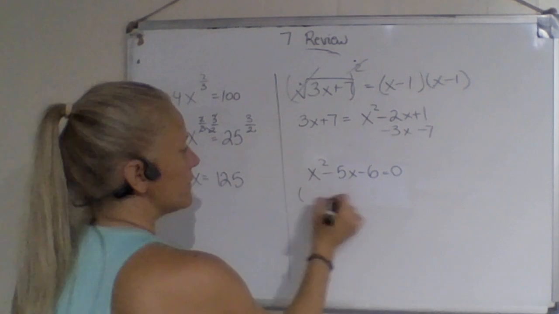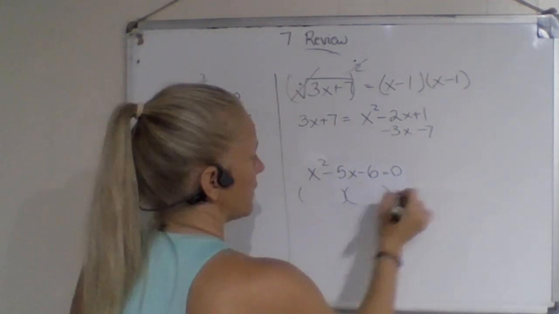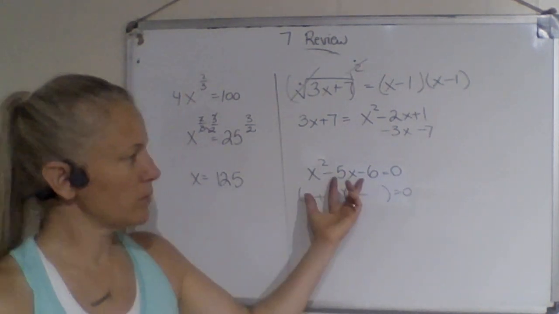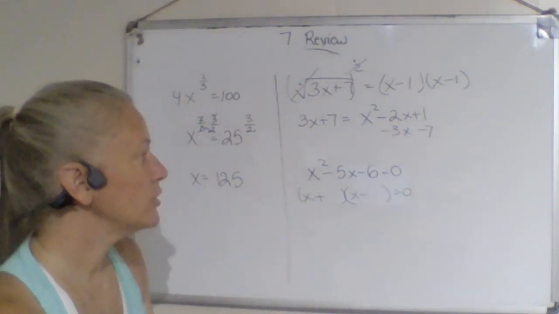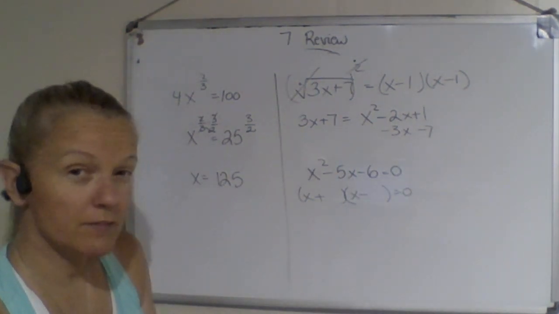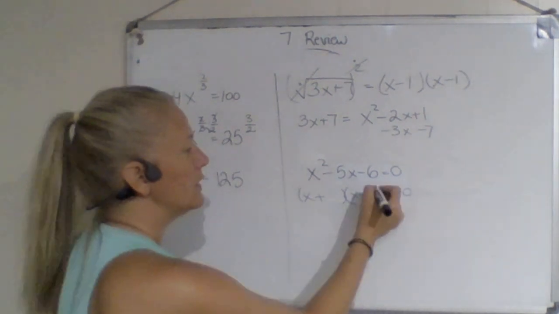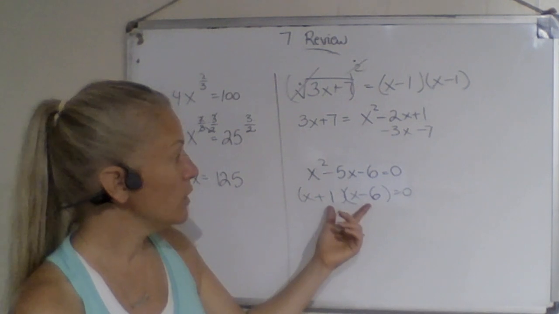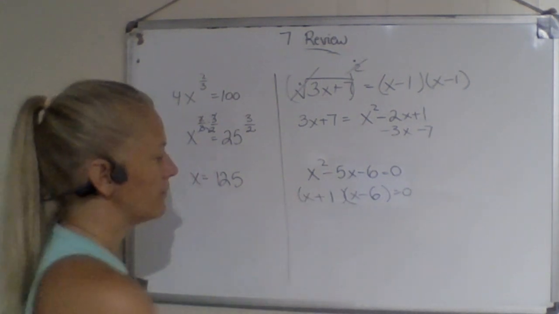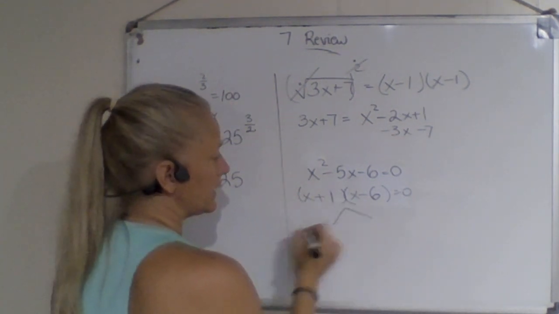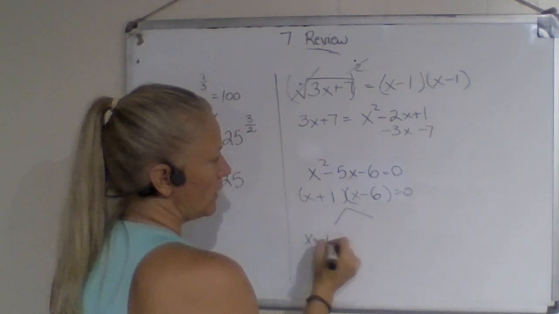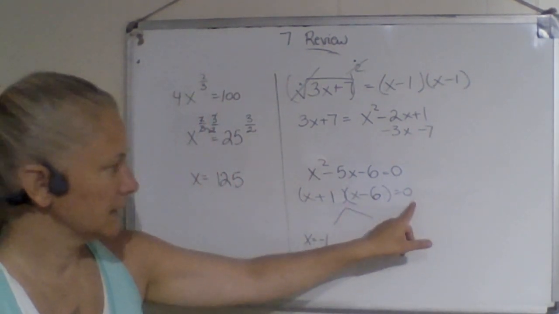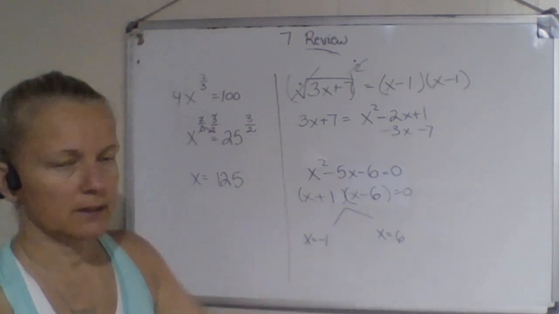Okay, this is the factoring situation that we're talking about. x and x, a positive and a negative, because the last number is negative. And I'm thinking of two numbers that multiply to negative 6 and add to negative 5. Negative 6, positive 1. When I multiply them, I get negative 6. When I add them up, I get negative 5. Which means I get either x equals negative 1 or x equals 6, right?